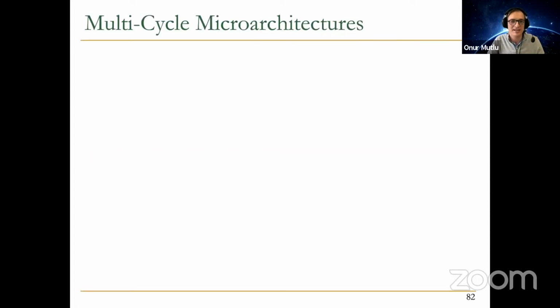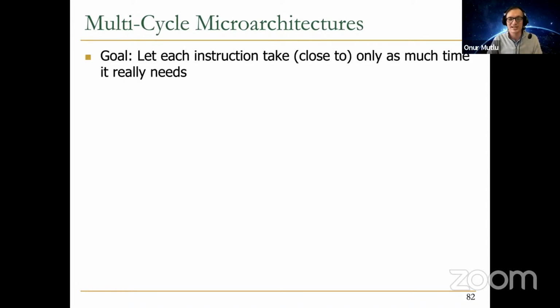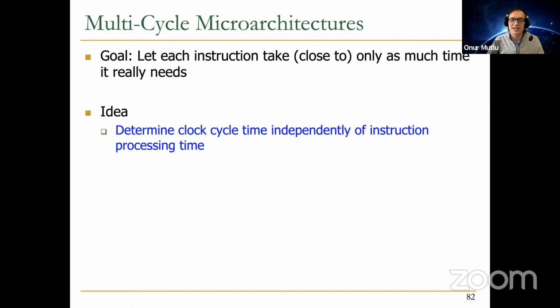Even though conceptually this may not sound as simple, it is actually simpler conceptually, as hopefully you will see and you will be convinced of. So basically, the goal of a multi-cycle microarchitecture is what we already discussed. Let each instruction take close to only as much time as it really needs. And the key idea is to determine the clock cycle time independently of instruction processing time.